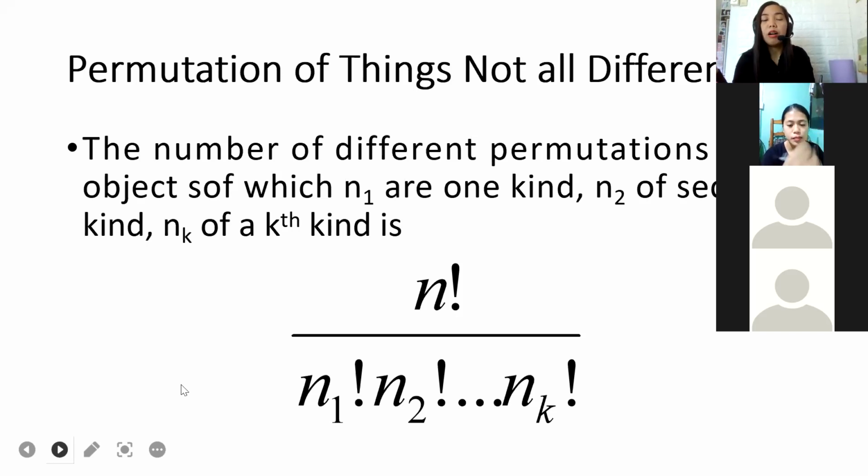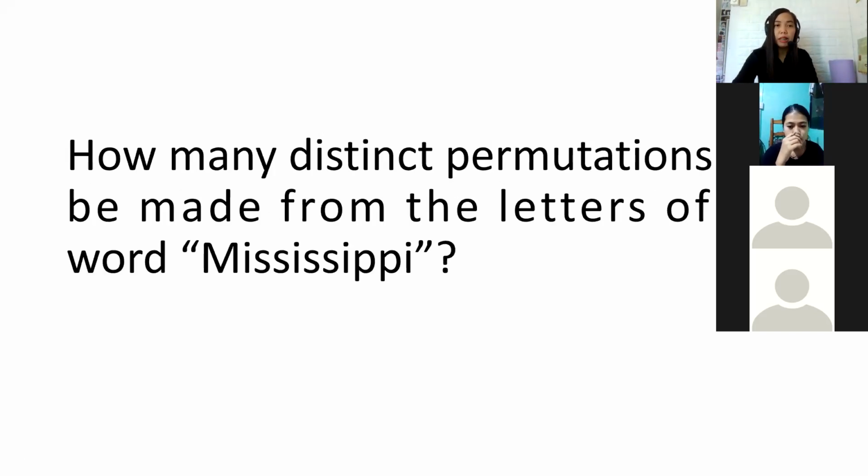How many distinct permutations can be made from the letters of the word Mississippi? Okay, so sa Mississippi, may mga naulit na letters. We're going to apply not all different. Yung n factorial, of course, that is the numerator, n factorial over n sub 1 factorial times n sub 2 factorial up to n sub k factorial. N factorial, you count how many letters? 5, 6, 7, 8, 9, 10, 11. What is our n here? 2, 4, 6, 8.